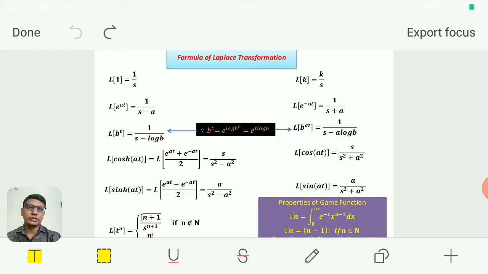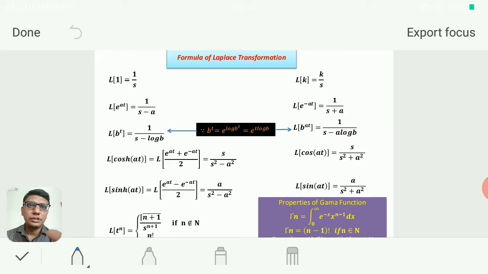First of all, what is the Laplace transformation of 1? Laplace transformation of 1 is 1 by s. It is also obtained by the definition of the Laplace transformation. It is very easy. Similarly, Laplace transformation of k is k by s. Laplace transformation of e raised to at is 1 upon s minus a. Laplace transformation of e raised to minus at is 1 upon s plus a.